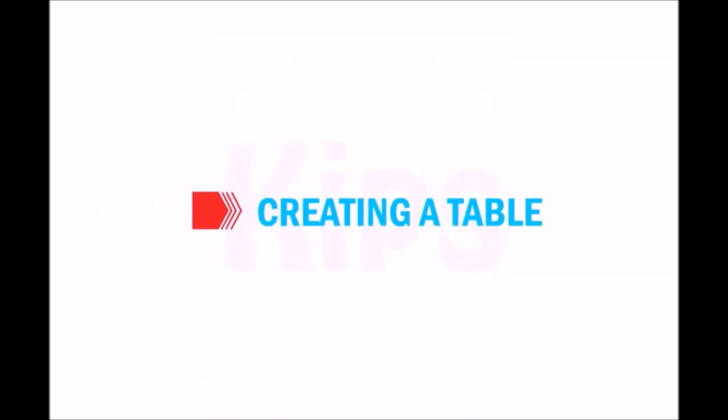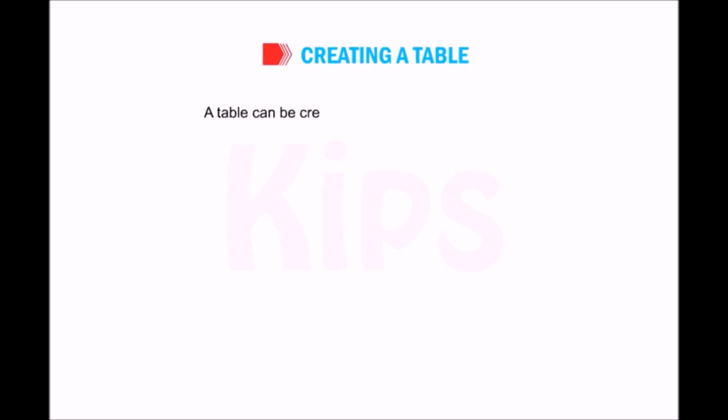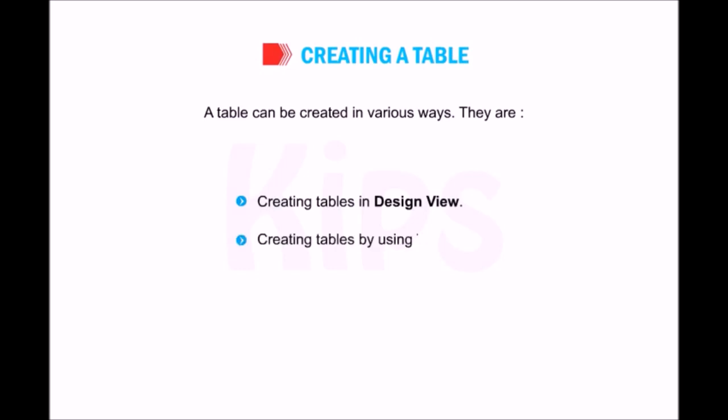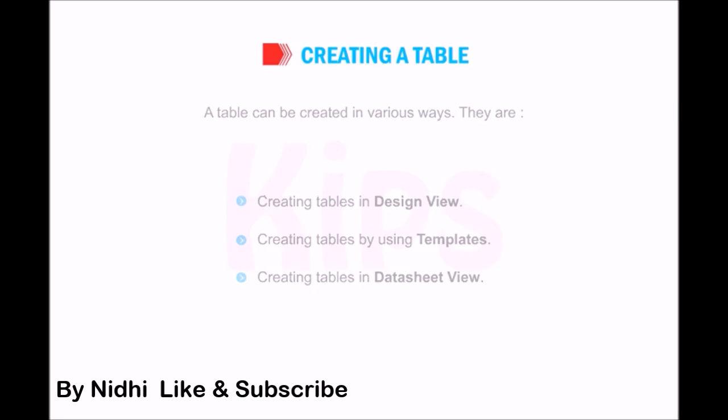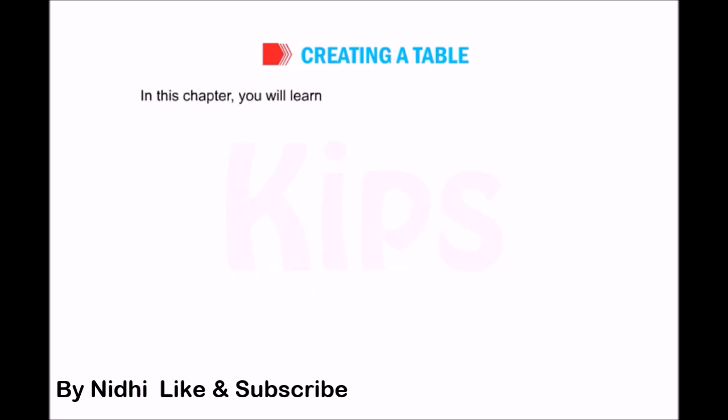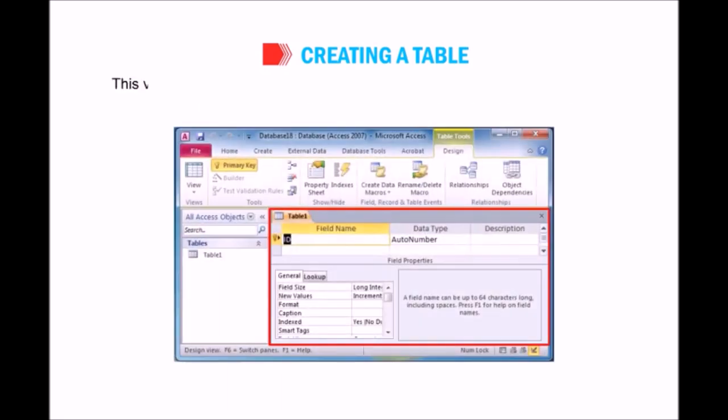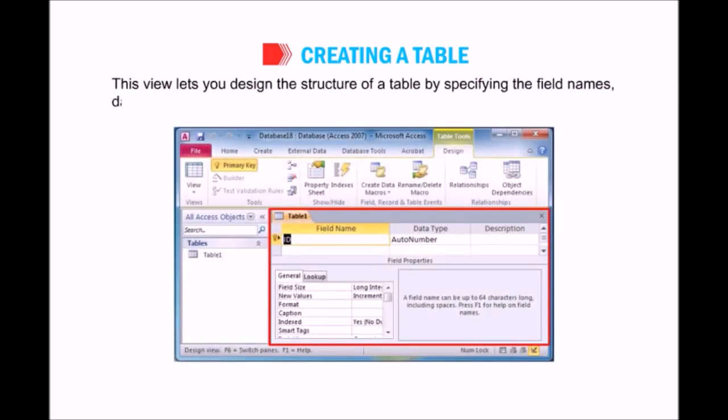Okay, students, let us now learn how to create a table. A table can be created in various ways. They are: creating tables in Design view, creating tables by using templates, and creating tables in Datasheet view. In this chapter, you will learn how to create a table in the Design view. This view lets you design the structure of a table by specifying the field names, data types, and their properties.